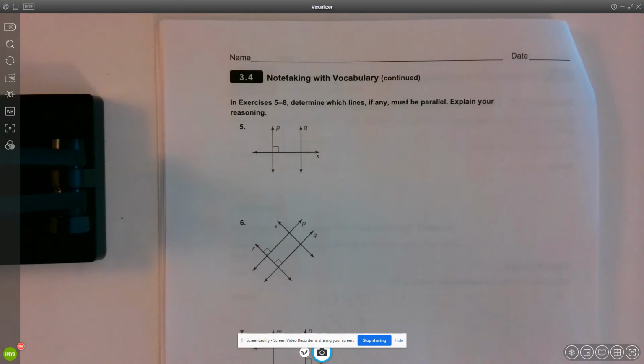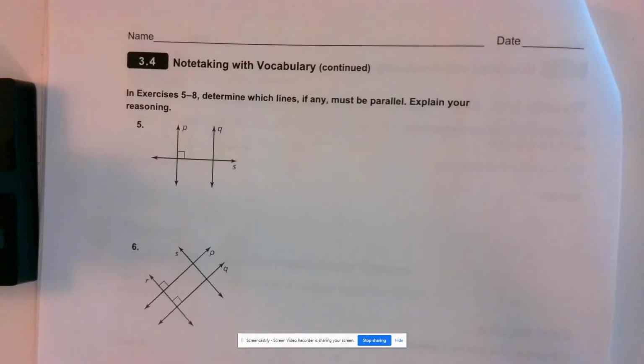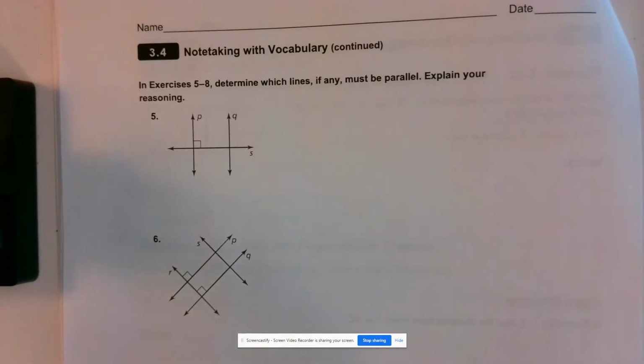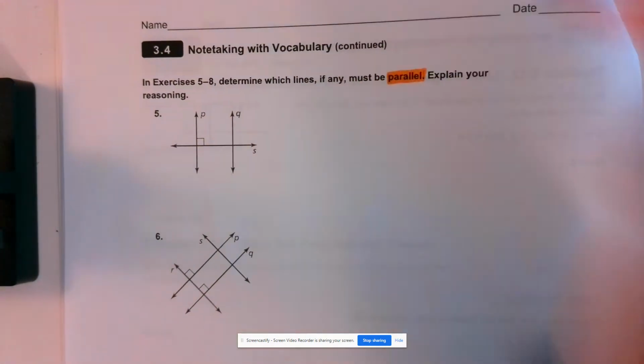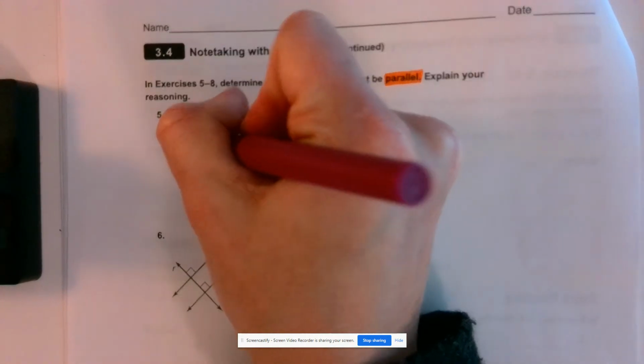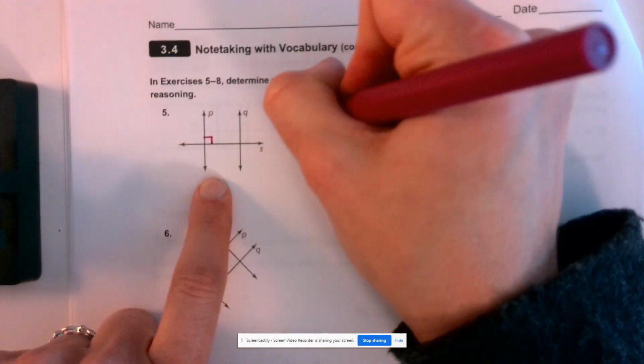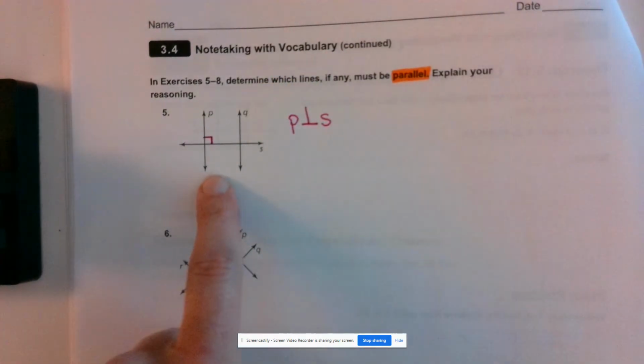So go ahead and make sure you are turned to page 85 in your journal. And in 5 through 8, our job is to determine if any lines in the picture are parallel based on the given information. We've done problems similar to this when we were talking about our special angle pairs. And so looking at the picture in number 5, I can see that there is a right angle here, which means line P is perpendicular to line S. So that's something I do know.